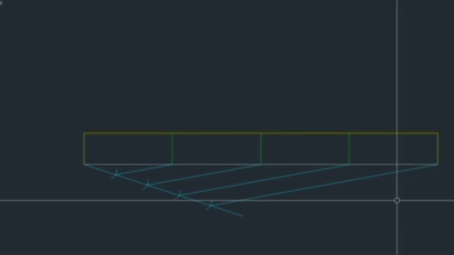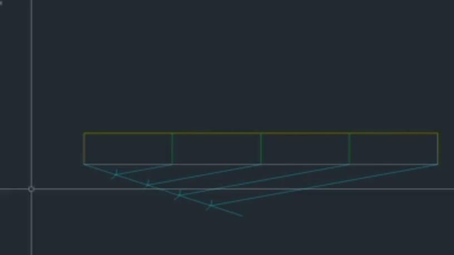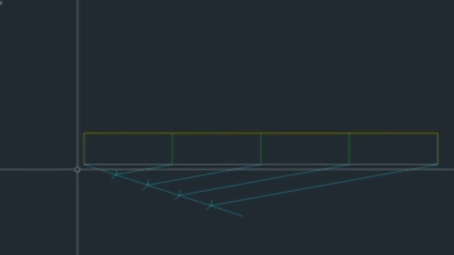So now you put a main scale. You put a 0 here, 1, 2, 3. Another one is here. So you can measure up to 4 meters. Here, this again I need to divide into 10 equal parts.